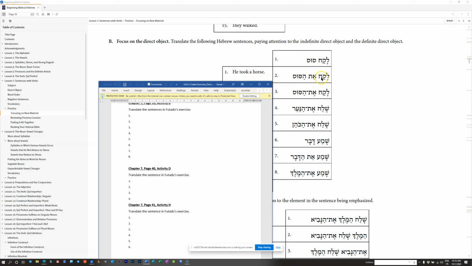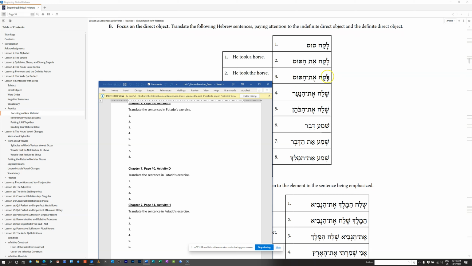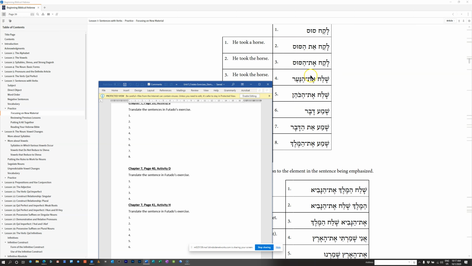Number 2, Lakach et Hasus. So here the difference is we have a definite article on sus, and that's why we get the et particle. So this would just be he took the horse. All right, number 3, Lakach et Hasus. The only difference here is that we've got the makaf. There's no real change in meaning between these two, but you'll notice when the makaf is added, the tsere shifts to a segol. So this would again be translated he took the horse. No real difference in meaning between 2 and 3, just a difference in spelling.